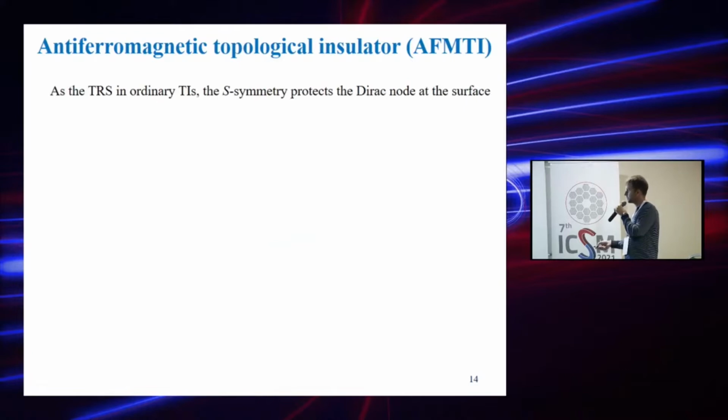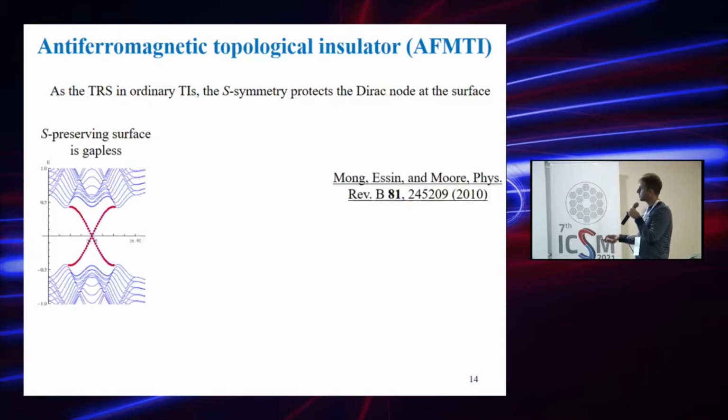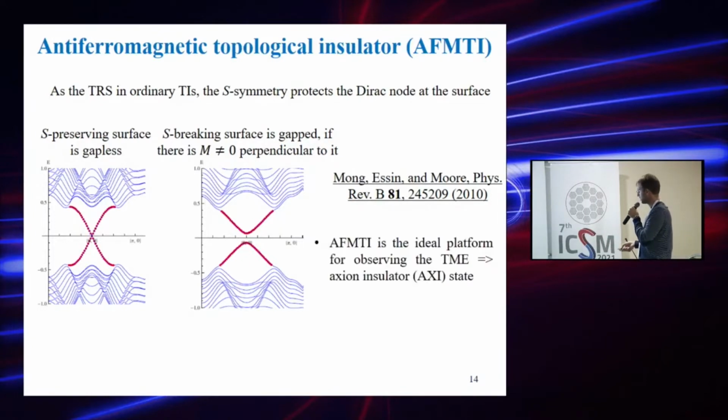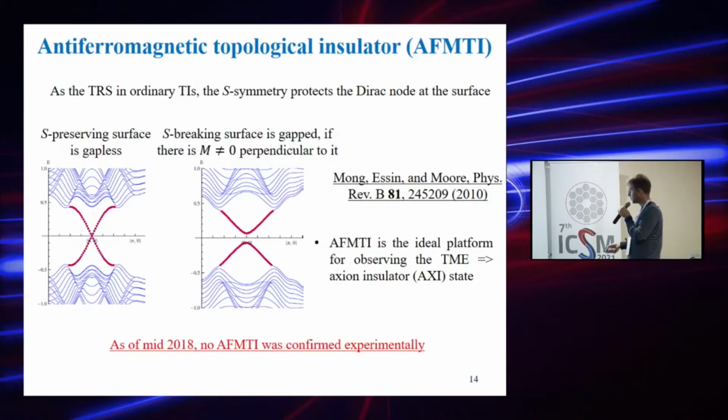Pretty much as the time reversal symmetry in ordinary TIs, the combined S symmetry protects the Dirac cone degeneracy at the surface of an AFM TI. If this surface is preserving this symmetry, it is going to be gapless, while it will be gapped at this S-breaking surface each and every time when there is a non-zero magnetization component perpendicular to it. And this is the most interesting case because such a system would have an electromagnetic response characteristic of a so-called axion insulator. And as of middle 2018, there was no AFM-TI confirmed experimentally.